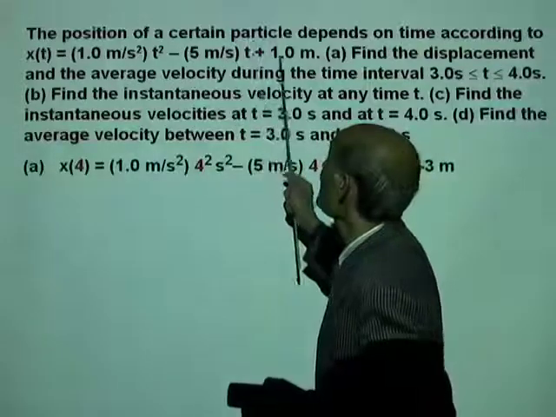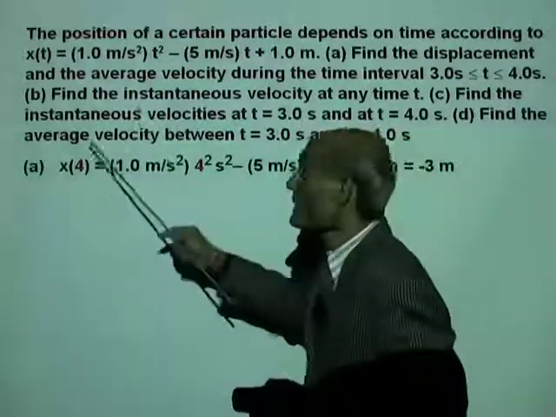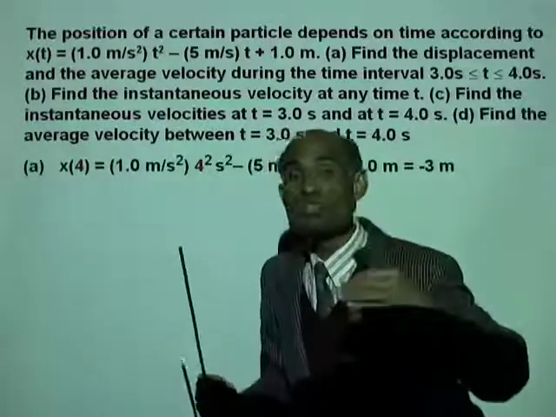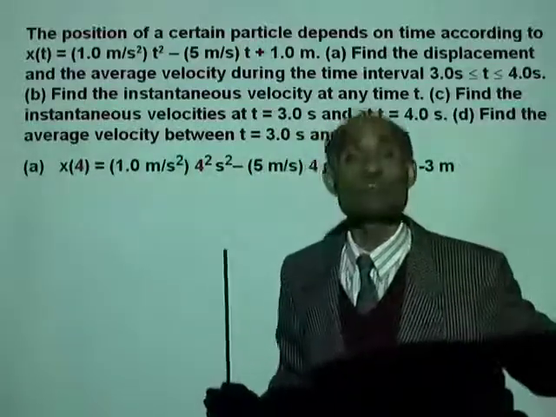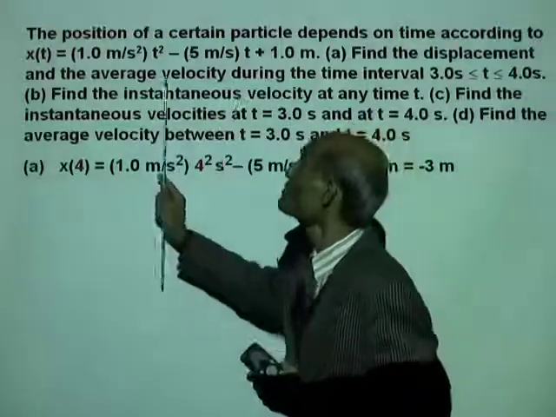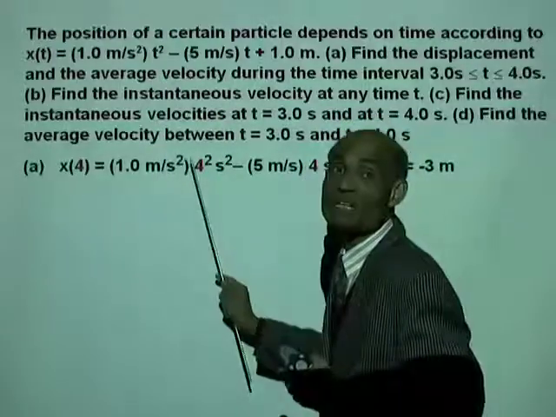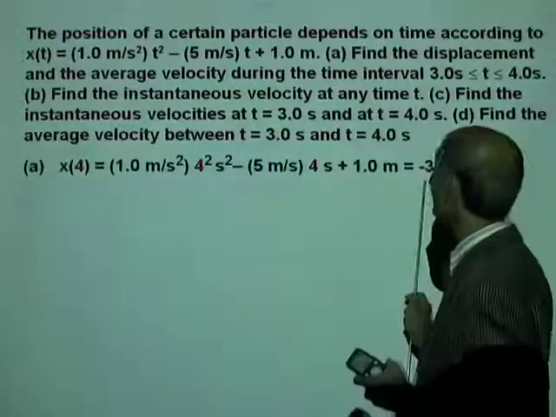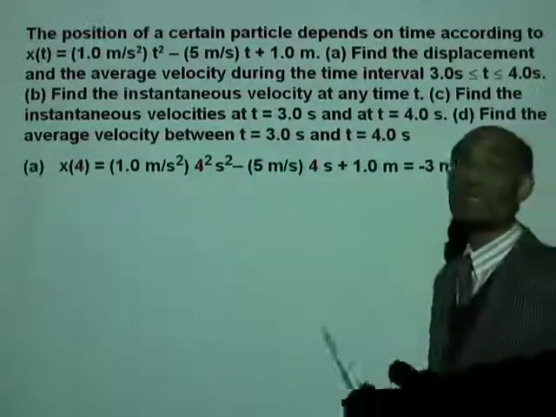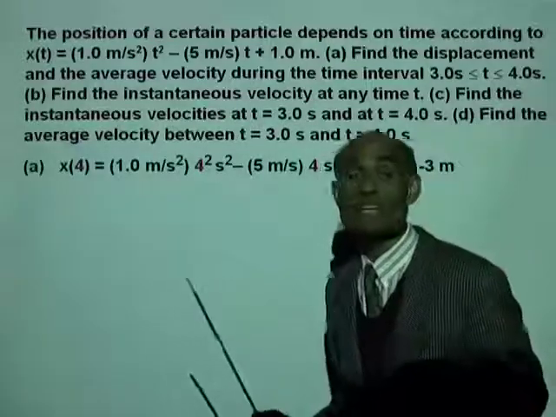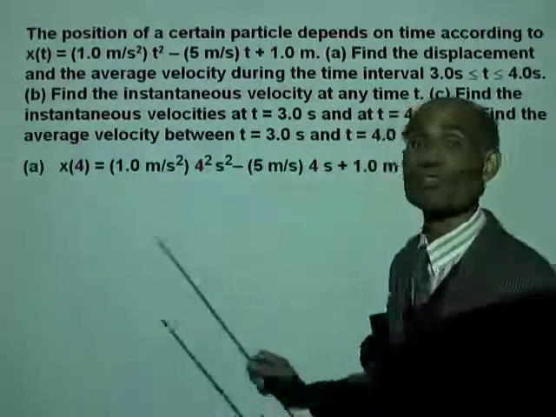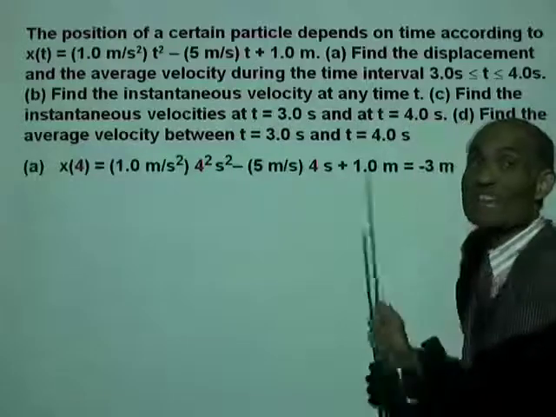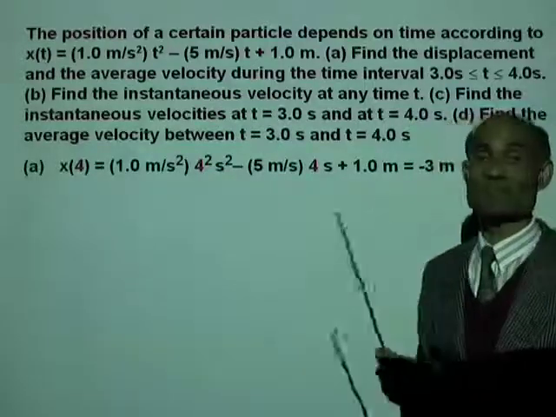So if x of t equals 1 meter per second squared t squared minus 5 meter per second t plus 1 meter, then x of 4, what does x of 4 mean? The position at time 4 seconds. All we need to do is replace t by 4. And what does that give you? It will give you negative 3 meter. That means at t equal to 4 seconds, the particle is at negative 3 meter.